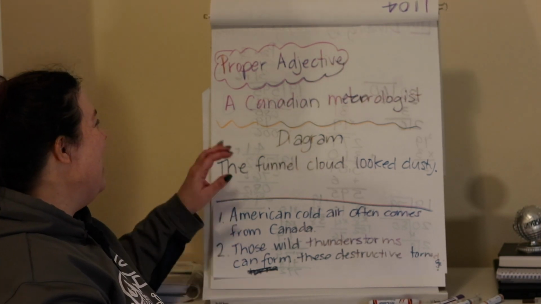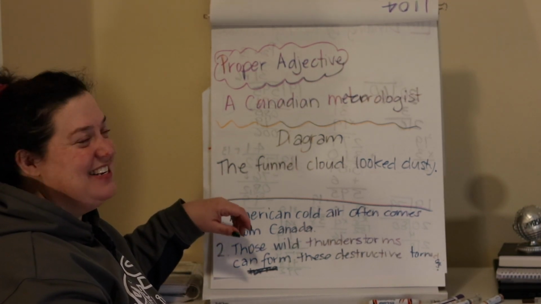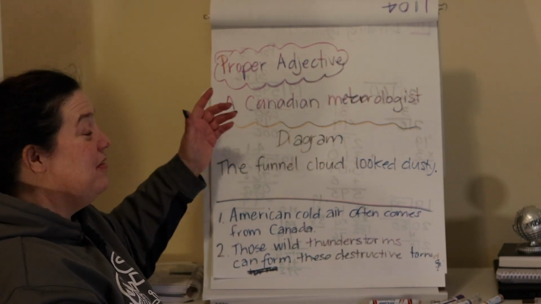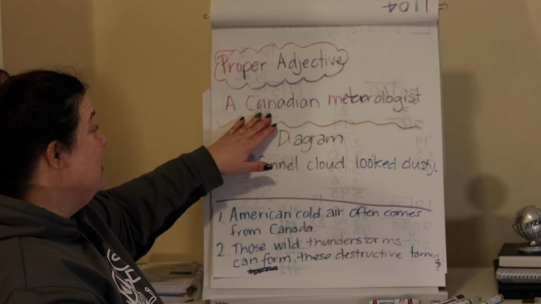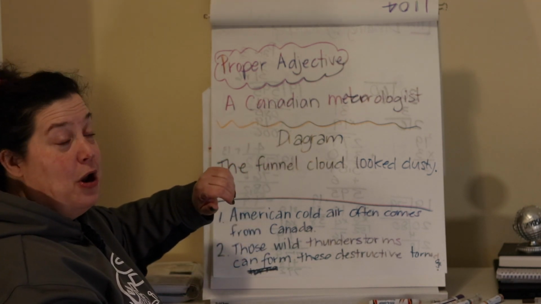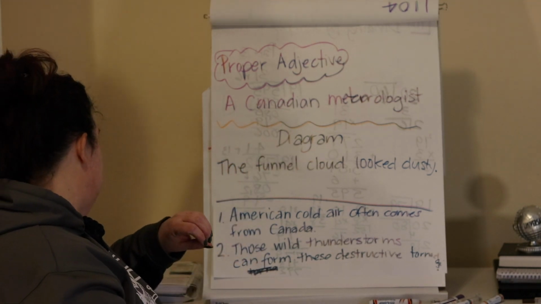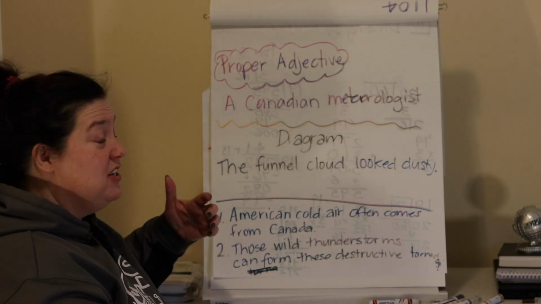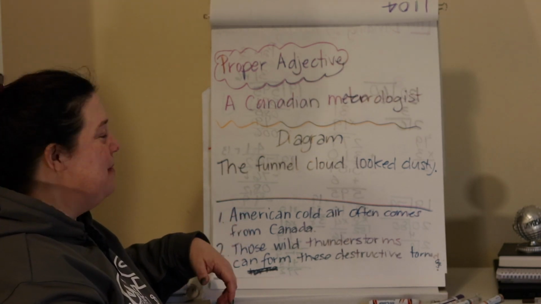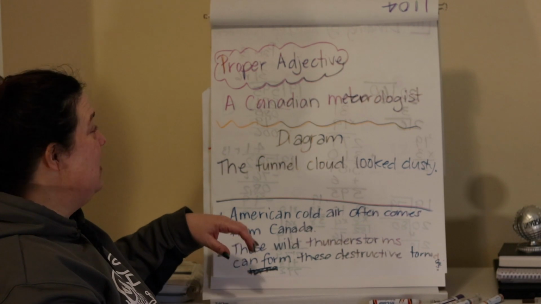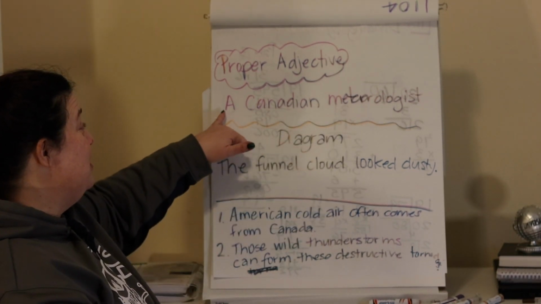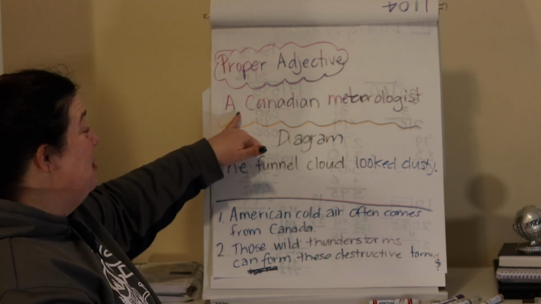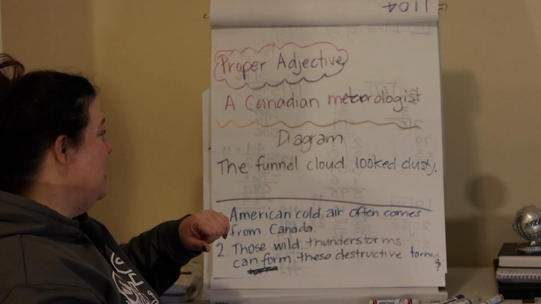What a guy. Okay, so now we have our proper adjective. Here we have Canadian, which means they're from Canada, and Canada and Canadian are proper adjectives. That means there's one specific one, it's a specific name, so we're going to always capitalize that. Here we have a Canadian meteorologist. So we actually used an article with a proper adjective today.